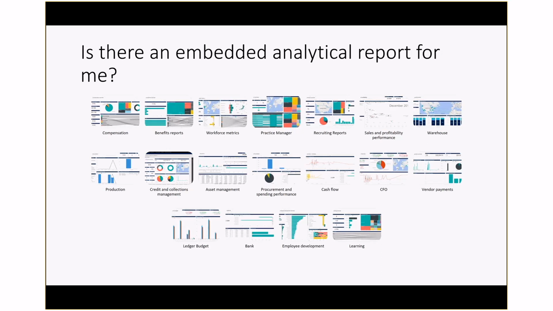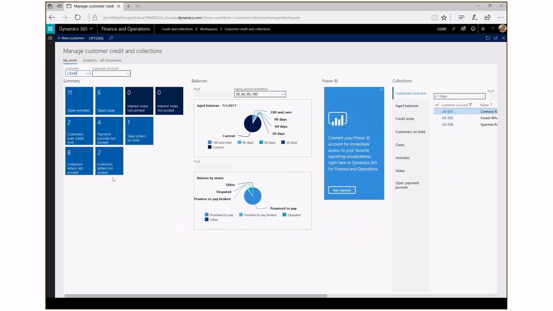So for example, the first section is the summary section, which contains summarizations of the most important and actionable metrics for a process area. I can see that there are 11 open activities that I need to go look into and close. There are 6 open collection cases that I need to go and close. And I can take action right away. I can click on them, and then I could navigate to the activities list page and start investigating what were those activities that I need to complete. So that's the summary section.